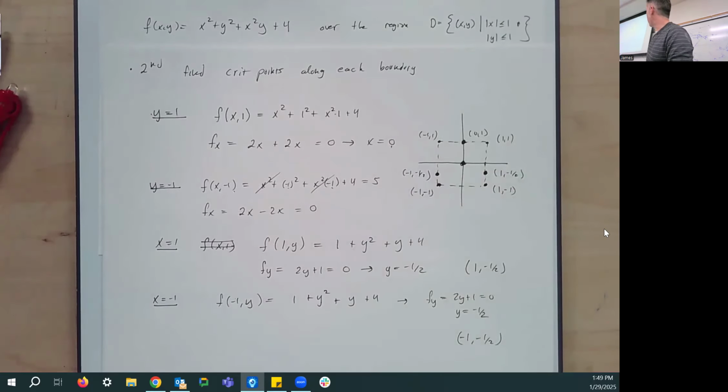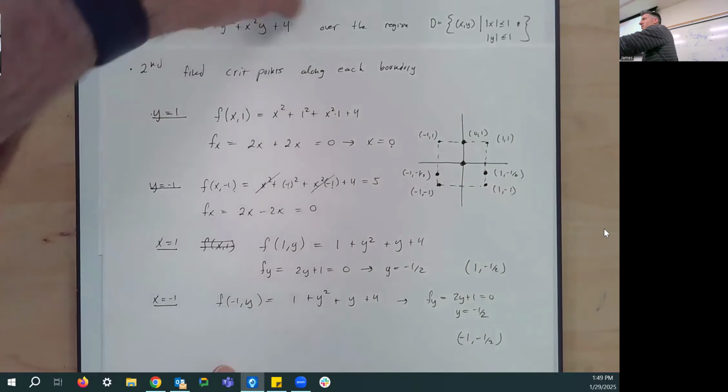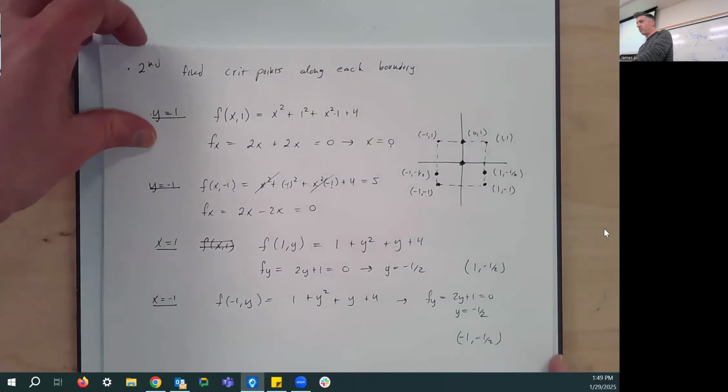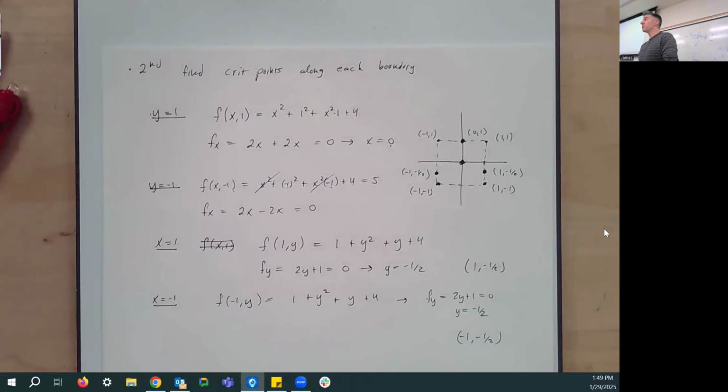So it looks like we have 1, 2, 3, 4, 5, 6, 7 points we have to plug into our original function to see what our absolute max and what our absolute minimum is. I do think you have to check the corners. If your teacher says otherwise, well, then go with that. But as far as I know, I think you have to check the corners. Anyway, let's do it. Oh, question.